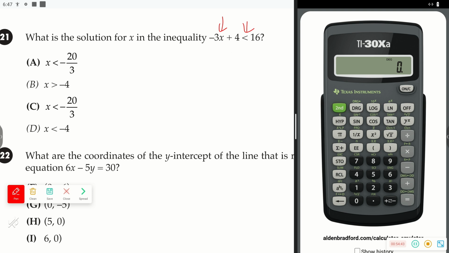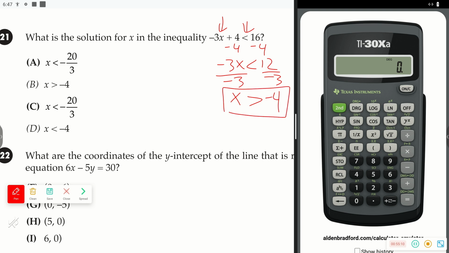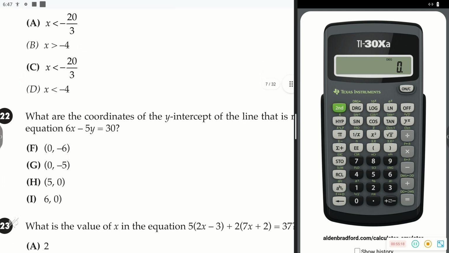So to solve for x, the first thing we're going to do is subtract 4 from both sides. So we have negative 3x is less than 16 minus 4 is 12. We're going to divide both sides by a negative 3. When we divide both sides by a negative 3, this is when we're going to flip the inequality. Negative 3 divided by negative 3 is 1. 1 times x is just x. 12 divided by negative 3 is negative 4. So you would read this as x is greater than negative 4, which is answer B. That one was really easy. All right, let's look at the next one.